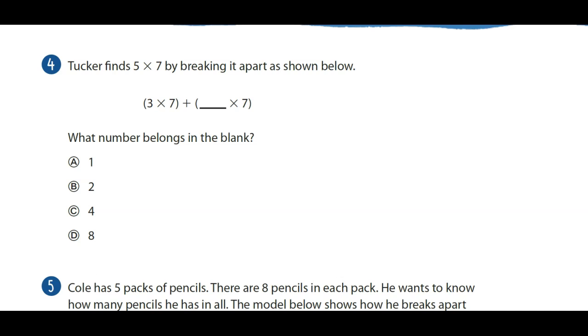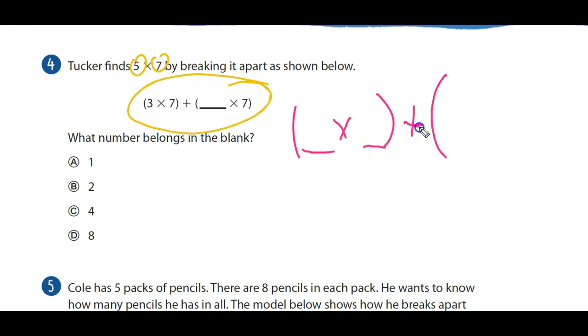Anyways, number 4, it says Tucker finds 5 times 7 by breaking it apart as shown. So another way you could break it apart is like this, okay? Do I break apart both of these numbers or just one? Just one. The other one stays the same. So the way he set it up was like this. He put one multiplication sentence in parentheses plus another multiplication sentence in parentheses, and then the answer that goes with it.